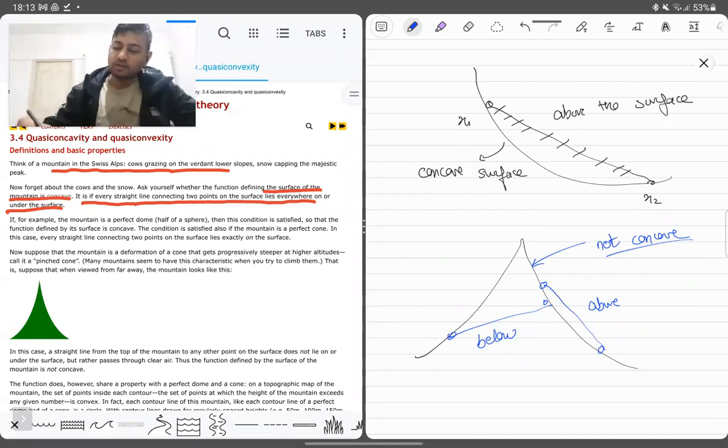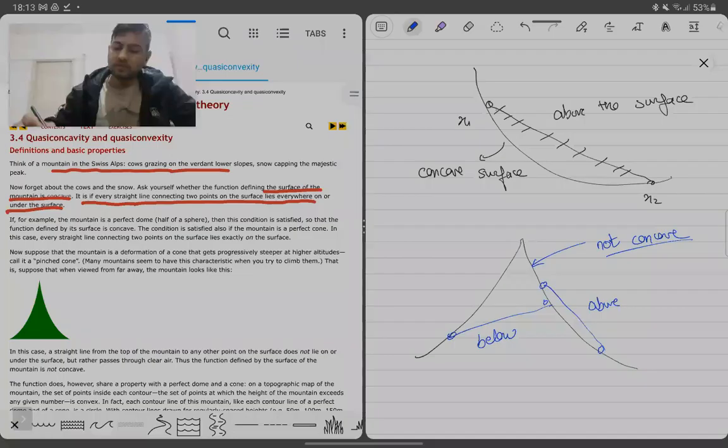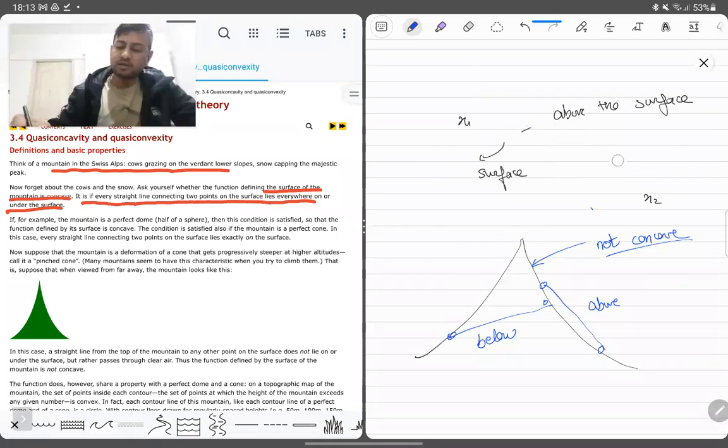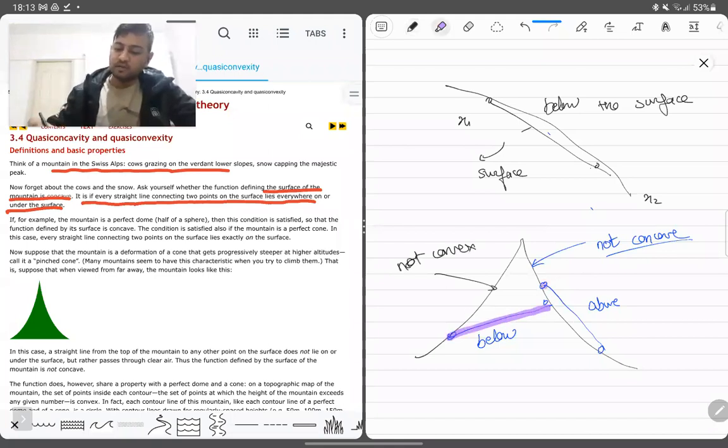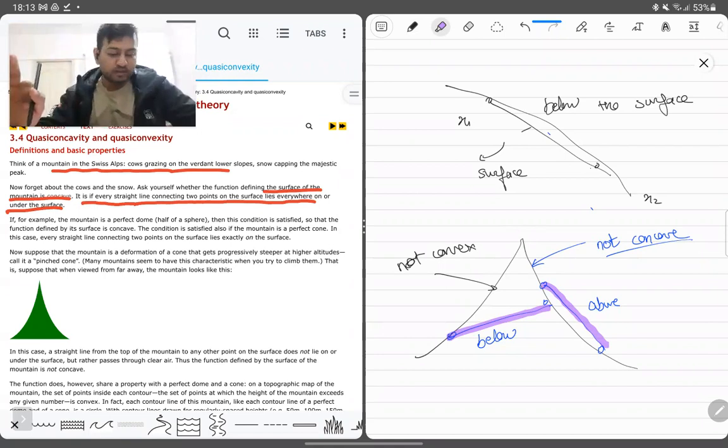Oh, sorry, we were talking about concave. Wait, I drew a convex surface. Sorry, my bad. This is a concave surface, right? If you connect a line segment, it lies below the surface. Now this particular surface is not concave, and it is not convex either, because for some combinations I see the line segment lying below, and for some combinations I see the line segment lying above. So this is neither concave nor convex. One thing is clear: the mountain I have in mind is neither concave nor convex.